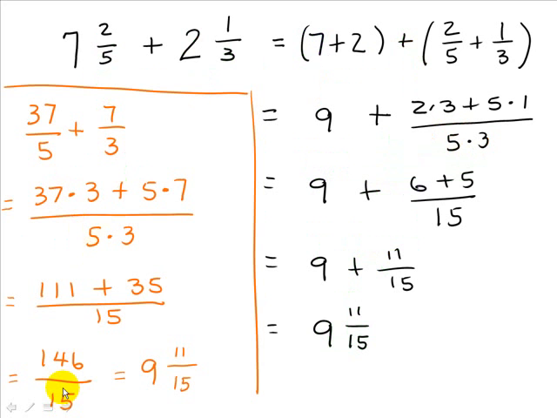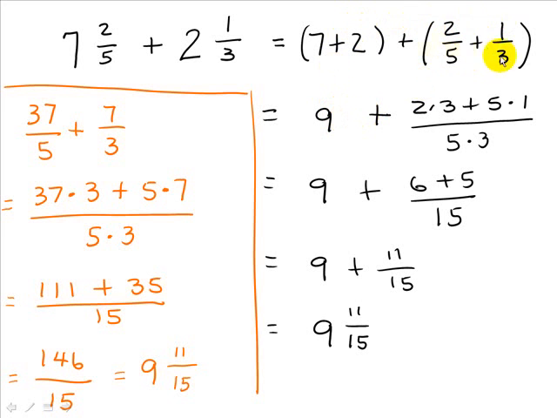Here we have some mixed numbers. But there's two ways to approach this problem. First off, you can take the whole parts and write them as 7 plus 2, and then take the fractional parts, 2/5 plus 1/3, and do whip, whip, whap to this piece. So 7 plus 2 is 9.